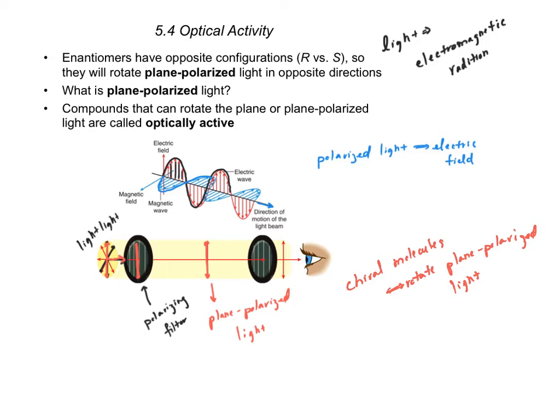Again, what we're looking at here is the fact that chiral molecules will take this plane polarized light and they will rotate it relative to the way it's coming in. One enantiomer will rotate it one way, whereas the other enantiomer will rotate it the other. And we can measure that rotation at the end of this by using a second filter here and some sort of observer or some sort of thing that can measure the light coming through.